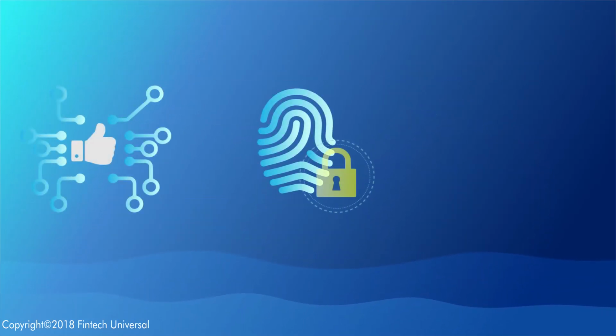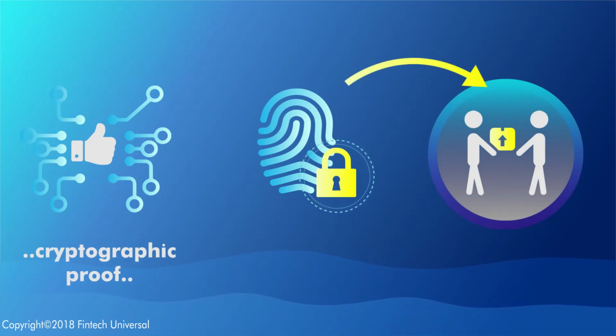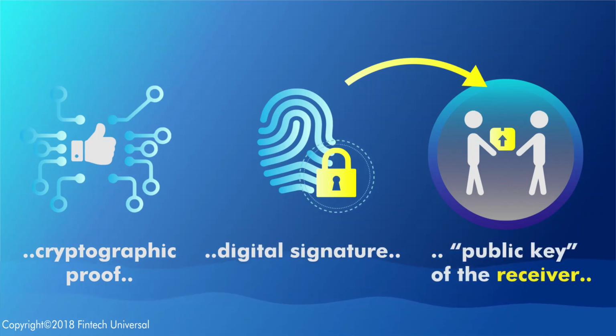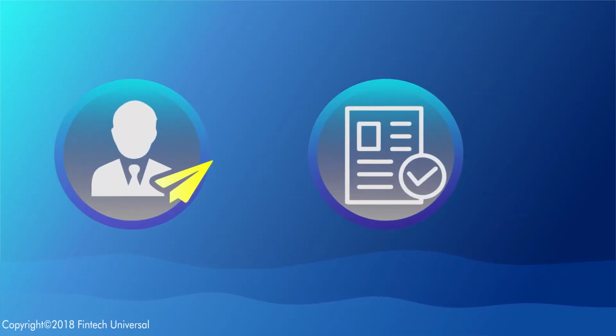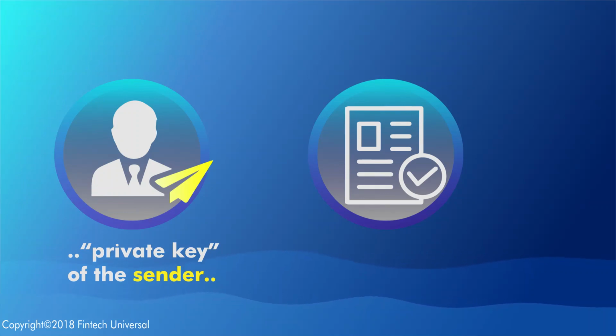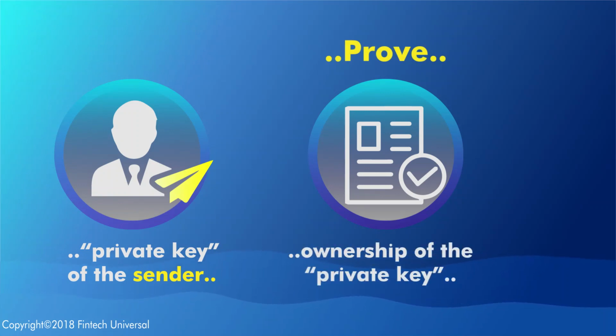Bitcoin, for example, uses cryptographic proof instead of trust in a third-party mechanism for two willing parties to execute an online transaction over the internet. Each transaction is protected through a digital signature, sent to the public key of the receiver, and is digitally signed using the private key of the sender. In order to spend money, the owner of the cryptocurrency needs to prove his ownership of the private key.